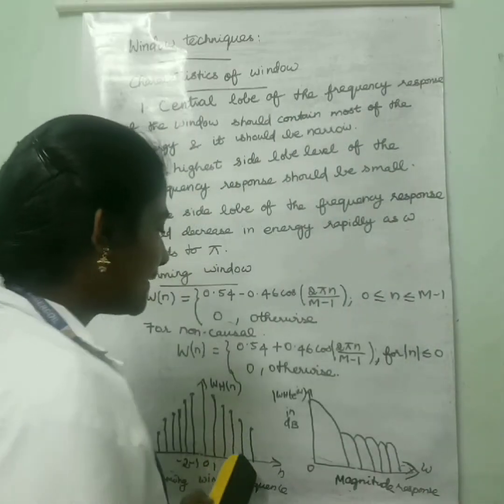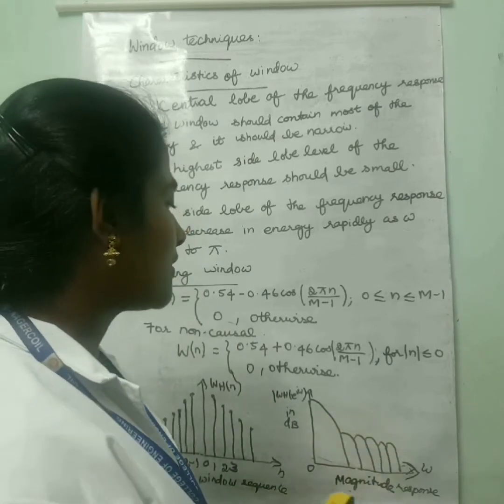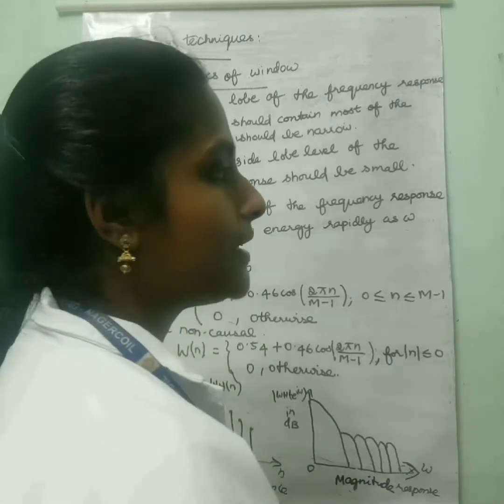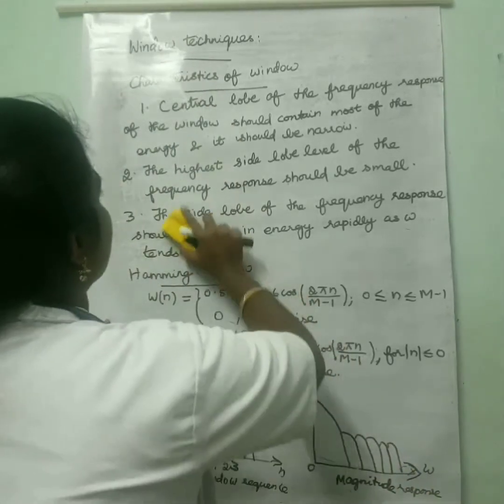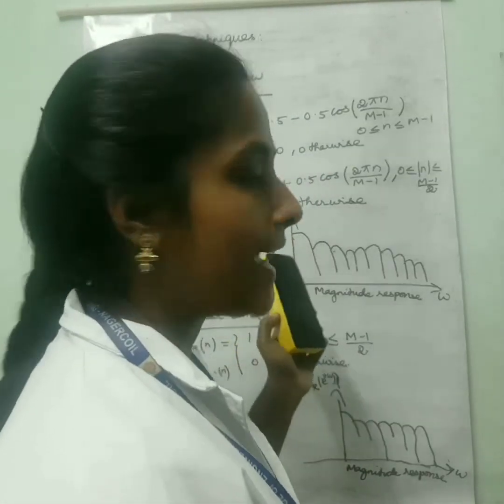Here the graph is Hamming window sequence. This is the graph. This is the magnitude response for the Hamming window. Next we can see the Hanning window and rectangular window. Next one is the Hanning window.